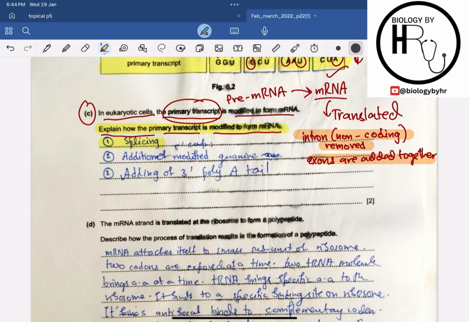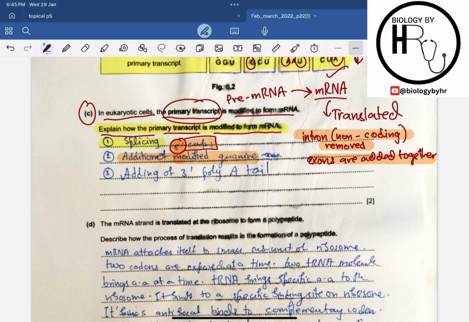And then there is the 5' capping, right? At the 5' end of the pre-mRNA, there is basically a 5' capping, right? And in the 5' capping, basically what happens is that a modified guanine nucleotide is added to the 5' end of the pre-mRNA, which is known as the 5' capping, right? And the benefit of it is that it protects the mRNA from the degradation, right?